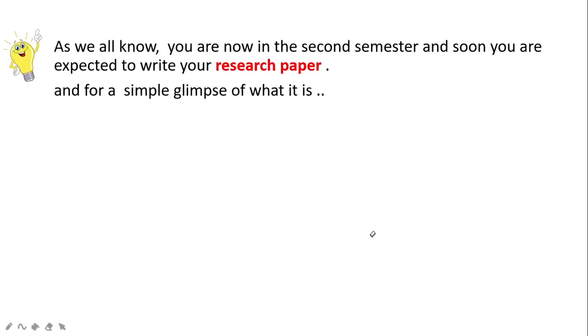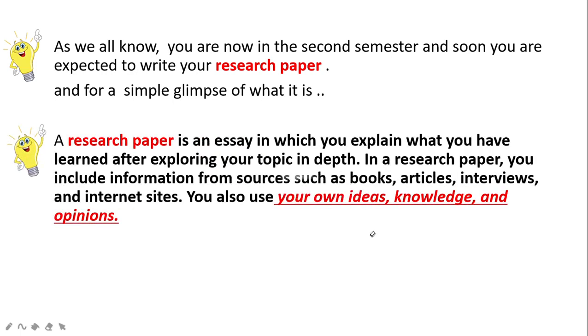As we all know, you are now in the second semester and soon you are expected to write your research paper. And for a simple glimpse of what it is, a research paper is an essay in which you explain what you have learned after exploring your topic in depth. In a research paper, you include information from sources such as books, articles, interviews, and internet sites. You also use your own ideas, knowledge, and opinions.